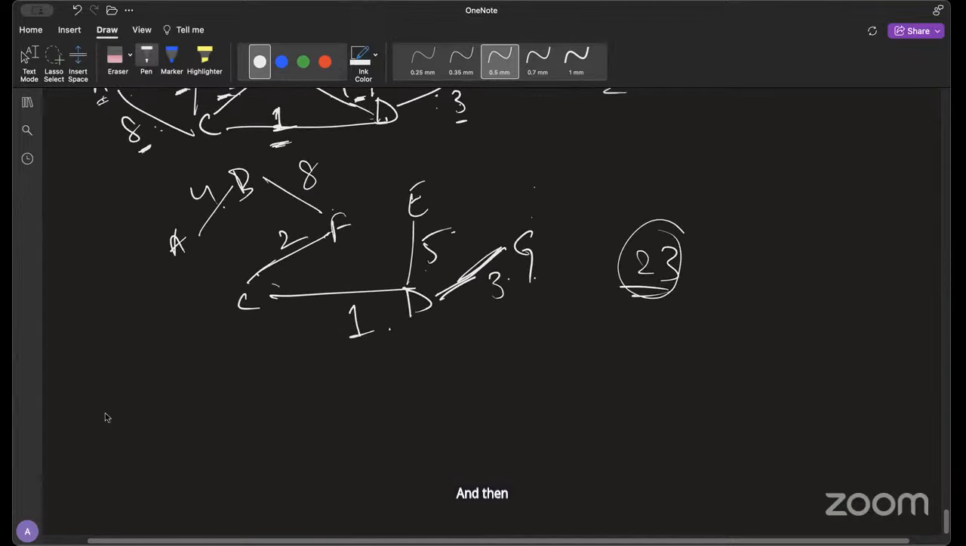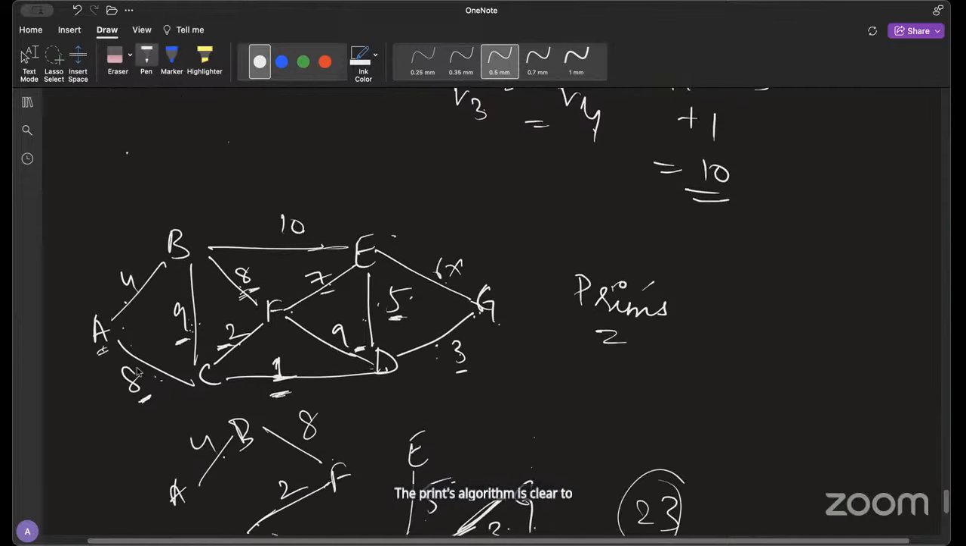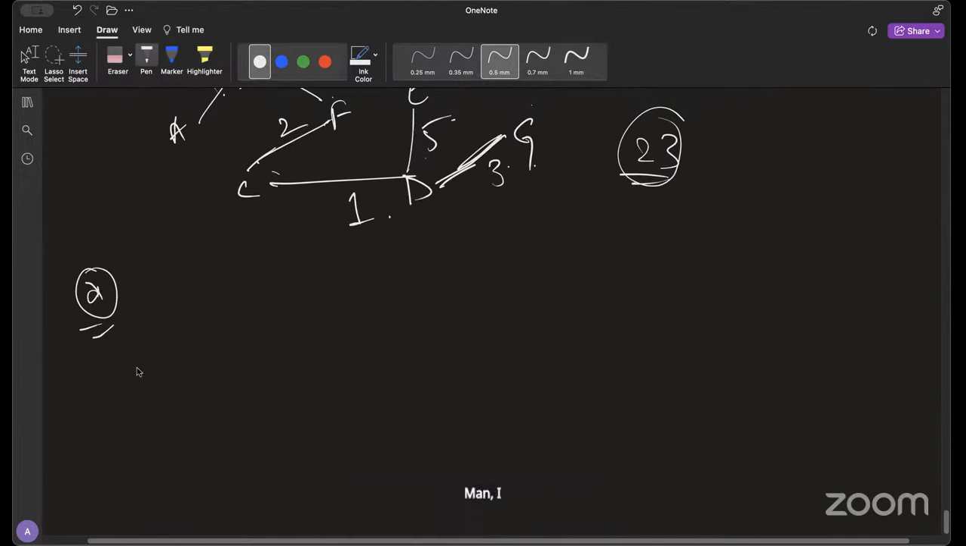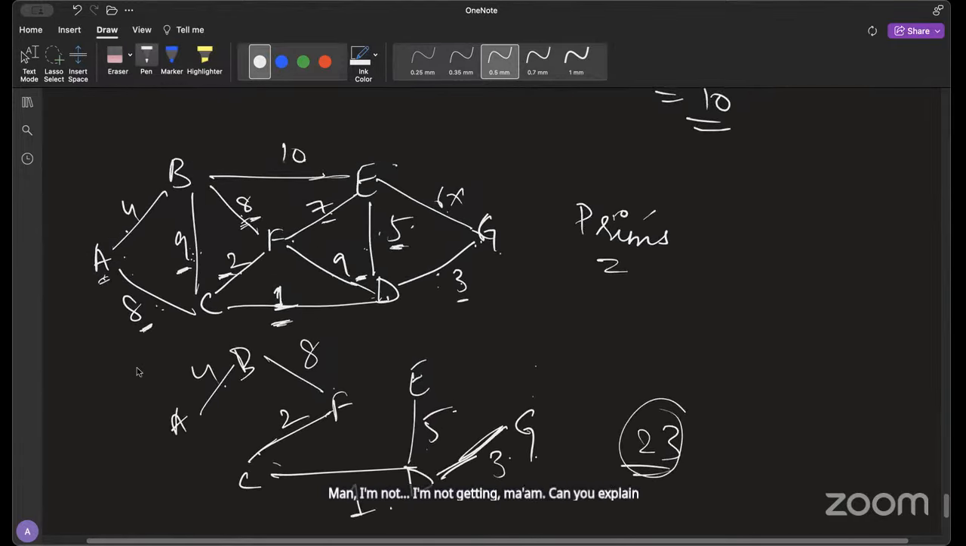And then for the next one, is Prim's algorithm clear to everyone, right? Ma'am, I'm not getting it. Can you explain again, please?